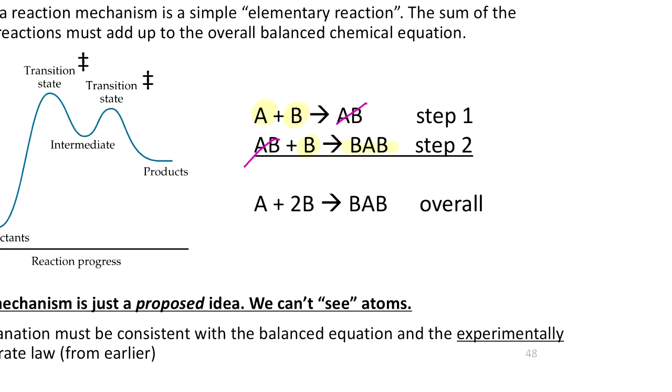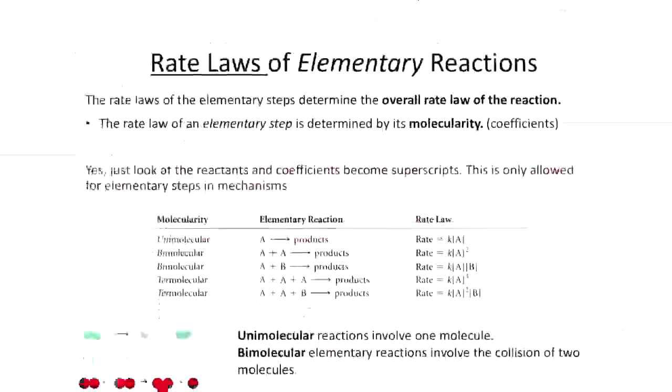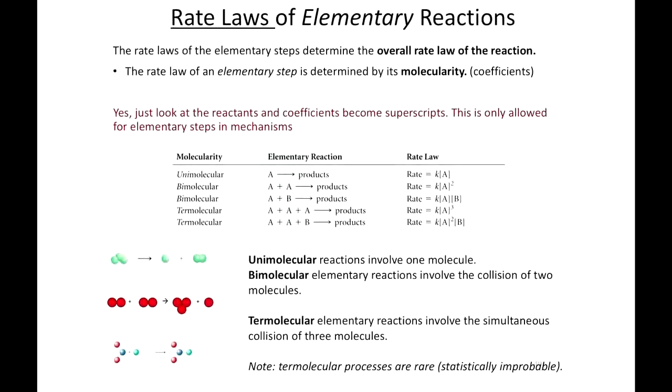Am I allowed to do that? Nope, you can't do that, right? All rate laws have to be determined experimentally. But with mechanisms, now we are allowed to do that. So if I tell you a mechanism for a reaction, I'm giving you the individual steps. For each of those individual steps, you are allowed to just take the coefficients and make them into exponents. Only for mechanisms.